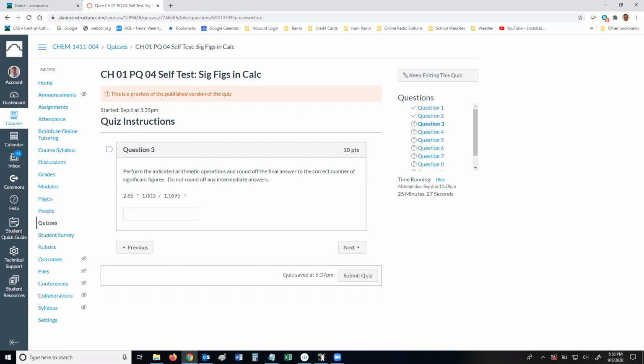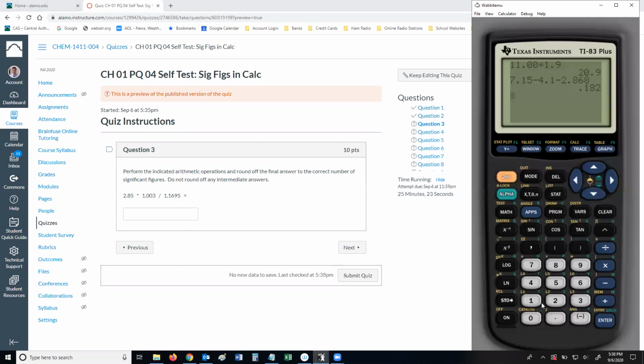Now we'll use the calculator to get the nominal value, or the number that'll be displayed on the calculator, and then we will round that appropriately to 3 significant figures. So we're going to multiply 2.85 by 1.003, and then we're going to divide by 1.1695.